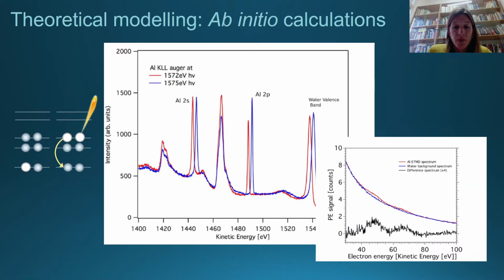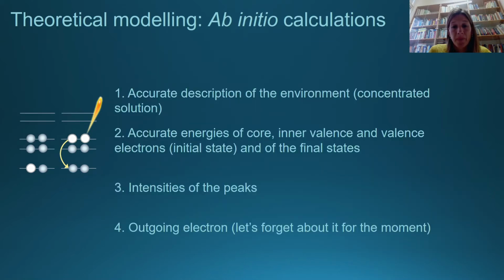Therefore, I have the most common structure, and I need to perform ab initio calculations to be able to assign all of the peaks which are measured in the experiments and which correspond to both primary and secondary electrons going out from the solution. If I want to perform the ab initio calculations well, so that I can address all of the peaks which were measured, I need to accurately describe the environment.